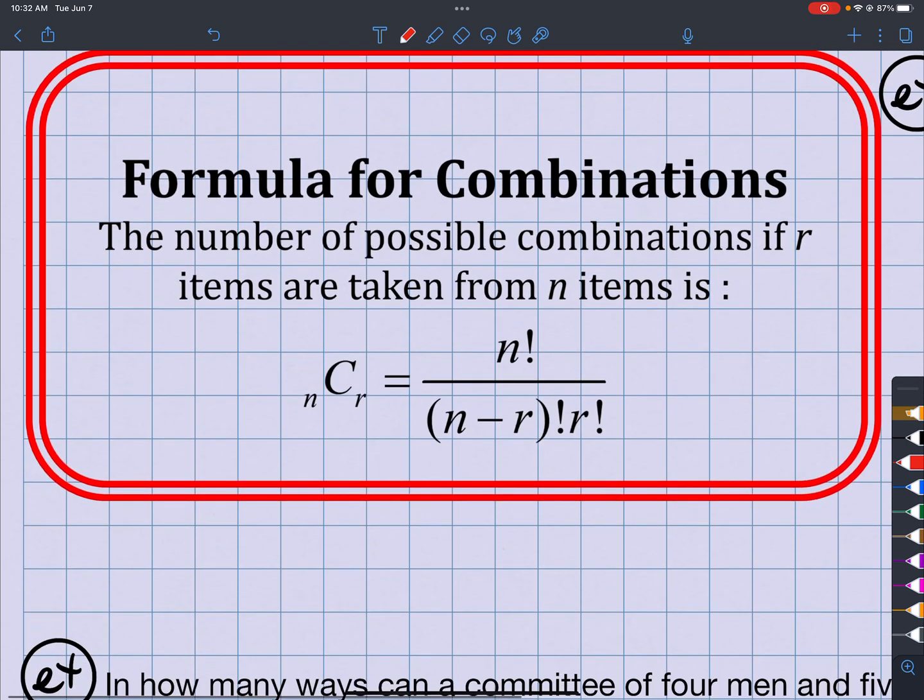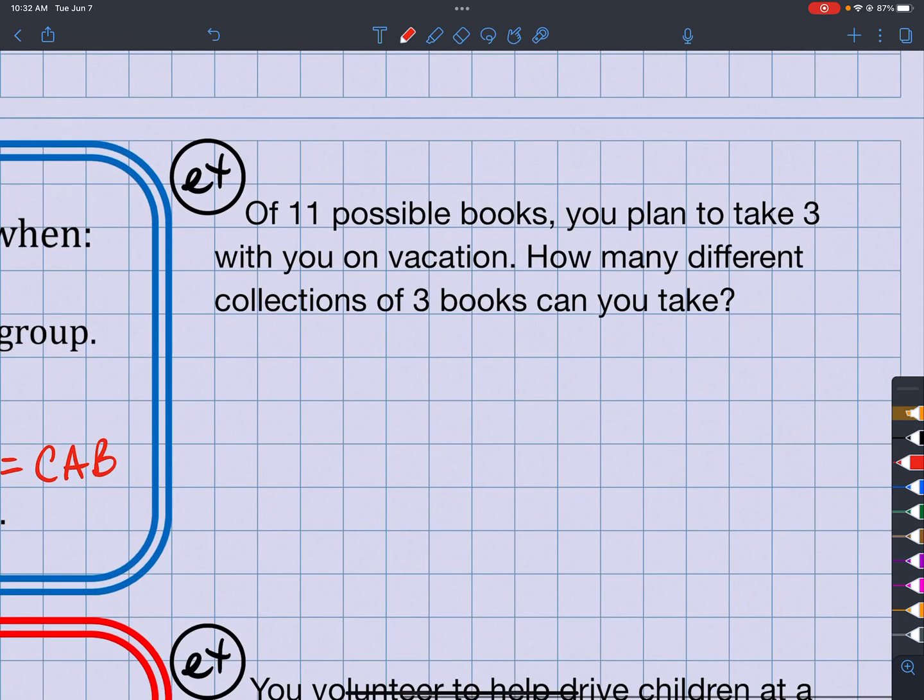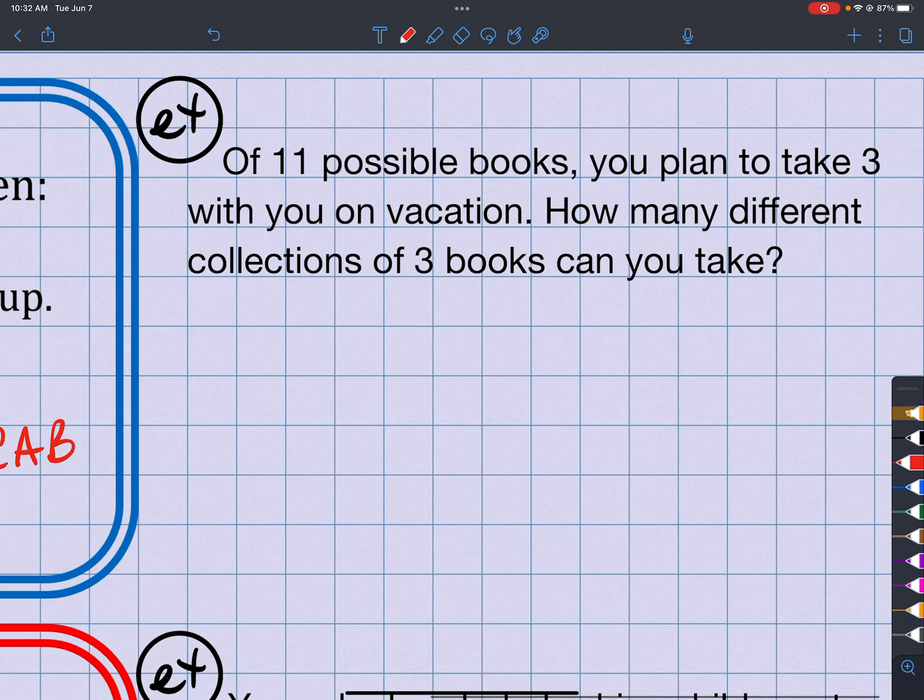All right. And here's the formula for combination: n factorial divided by n minus r factorial times r factorial. All right. So let's talk some examples. Of 11 possible books, you plan to take 3 with you on vacation. How many different collections of 3 books can you take? Well, how many possible books do I have? That's n, so I got 11. How many am I choosing? I'm going to choose 3. So I have 11 choose 3.